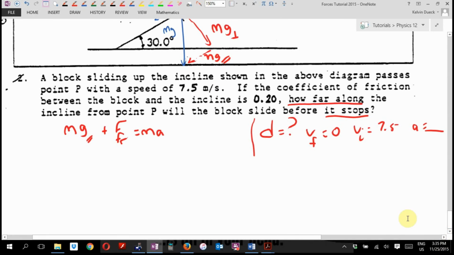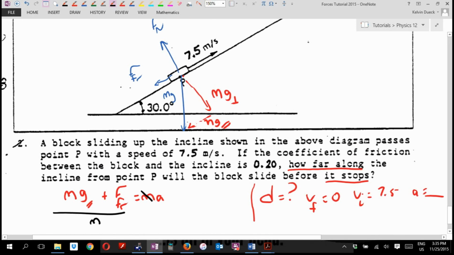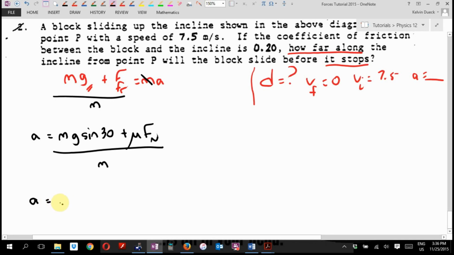Wouldn't you divide it all by m? Yeah, by m. So a equals mg sine of 30, yes? Plus mu times the normal force. Rats, I don't know the normal force. But look, I know the friction force is the same size as the normal force, which is mg perpendicular. So I can write this as mg sine 30 plus mu mg cos 30.